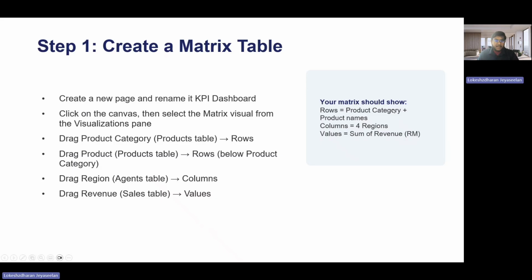First, we are going to create a matrix table. Create a new page and rename it to KPI dashboard. Then we are going to click on the canvas. Then select the matrix visual from the visualization pane. Drag the product category from the products table to rows. Drag products table to rows below product category, and then drag region from agents table to columns. Then drag revenue from sales table to values. So we are going to do this one by one.